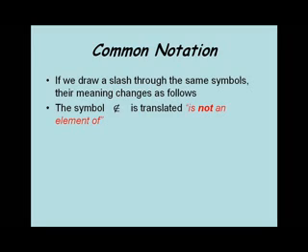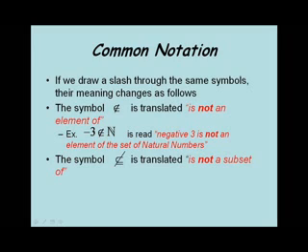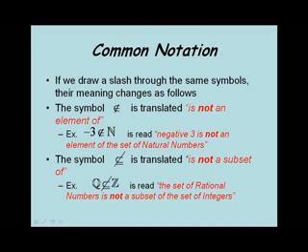The symbol "is an element of," with a slash through it, is translated "is not an element of." For example, if we write -3, the sideways E with a slash through it, the natural numbers, we read this, -3 is not an element of the set of natural numbers. Drawing a slash through the subset symbol is translated "is not a subset of." Example, the set of rational numbers is not a subset of the set of integers.